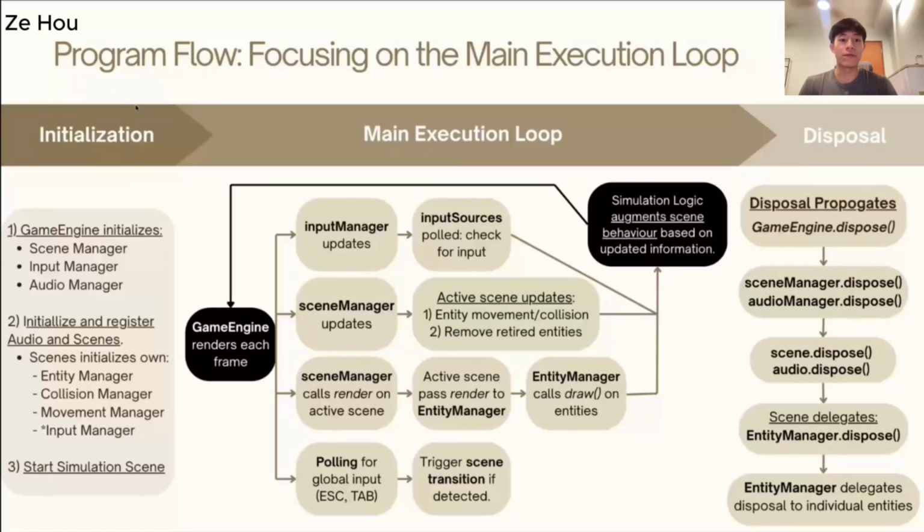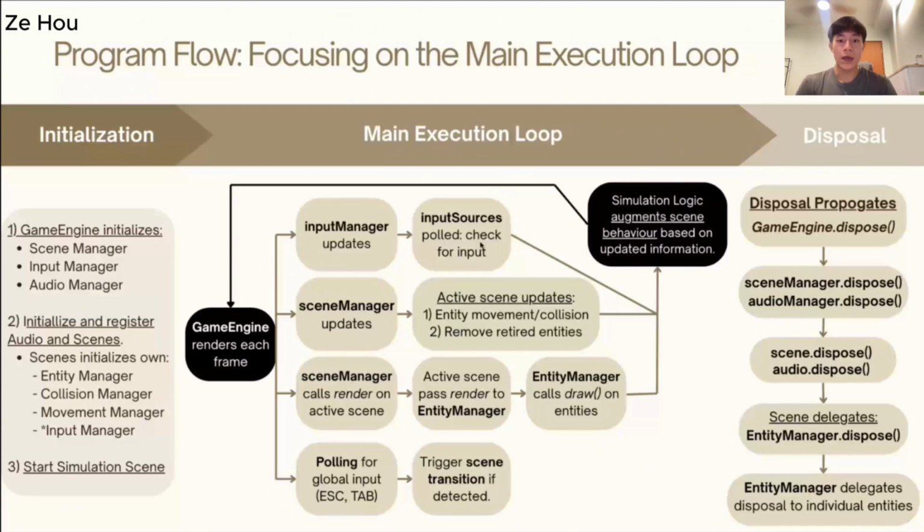Now let's run through the program flow. When the game engine initializes, it creates a scene manager, input manager, and audio manager. It also initializes and registers audio and scenes. Then it starts the simulation scene. The game engine renders at each frame, updating the input manager and scene manager. The scene manager also calls render, and the game engine also polls for global input.